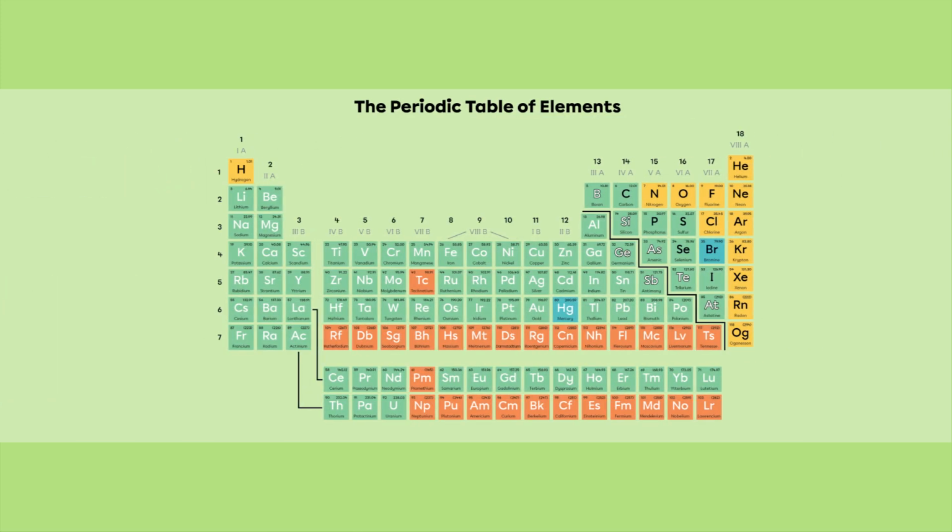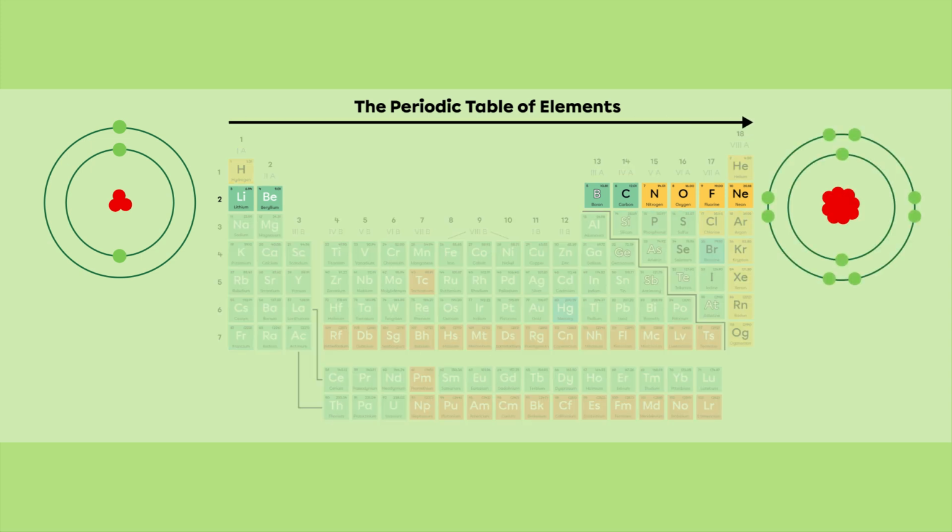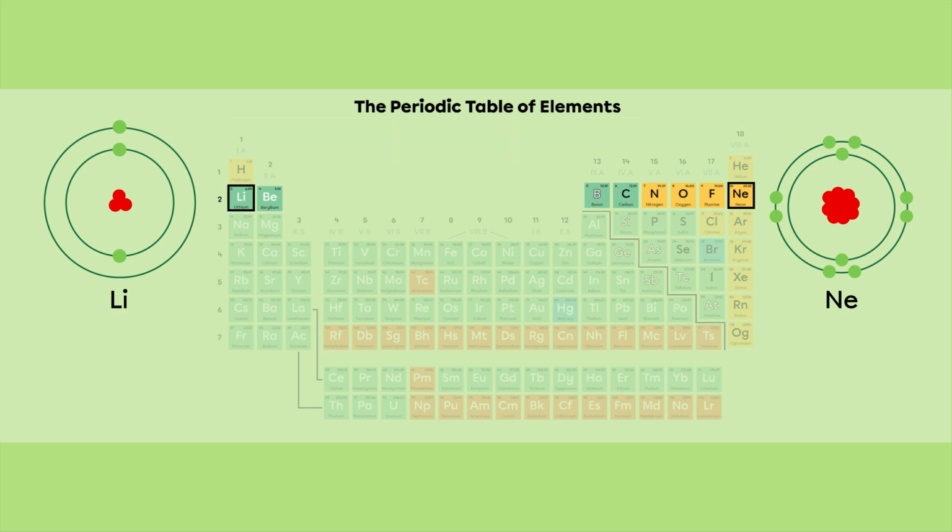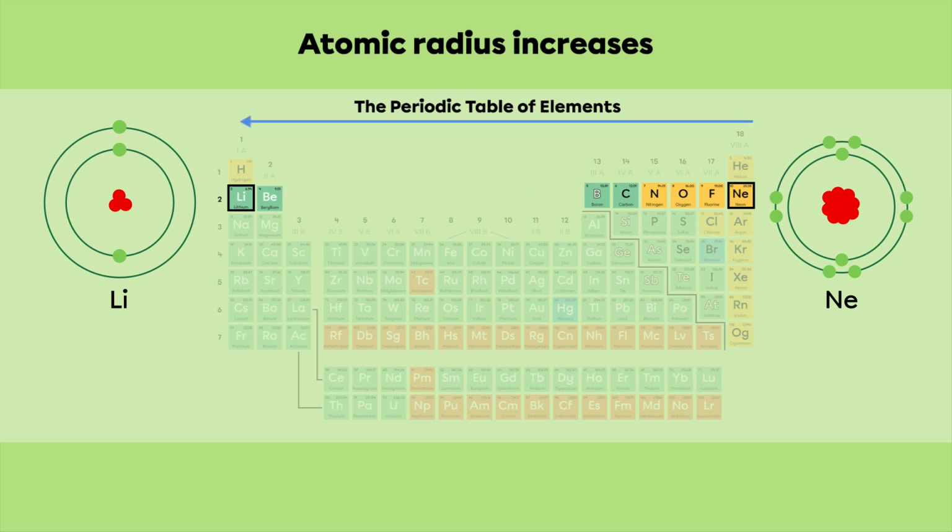In an atom, the positively charged protons and the negatively charged electrons attract each other. To simplify the drawing, we're not showing the neutrons. When moving from left to right within a period, the number of protons and electrons increases. The more positive charges there are in the nucleus, the stronger they attract the electrons. The electrons then move closer to the nucleus, and the radius decreases. For example, the neon atom has a smaller atomic radius than the lithium atom. In the periodic table, the atomic radius increases from right to left and from top to bottom.